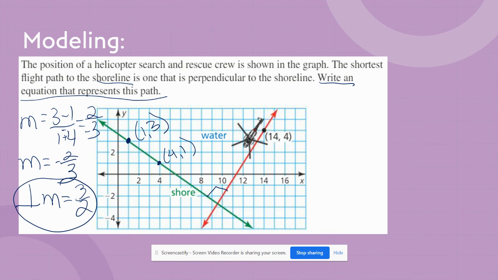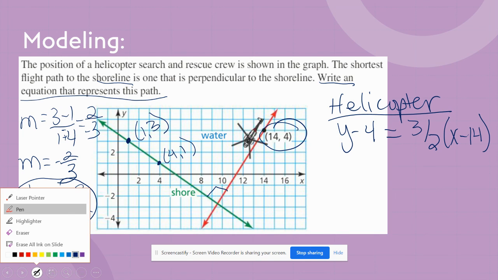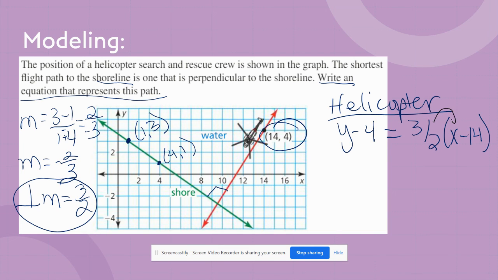So we're using the perpendicular slope, and we have the helicopter with an ordered pair of 14, 4. So for the helicopter, we have y minus 4 is equal to 3/2 times x minus 14. Again, it didn't say what kind of equation to write, except for we know it has to be linear. But usually they want us to have this in point or in slope-intercept form. So I'm going to go ahead and take this further.